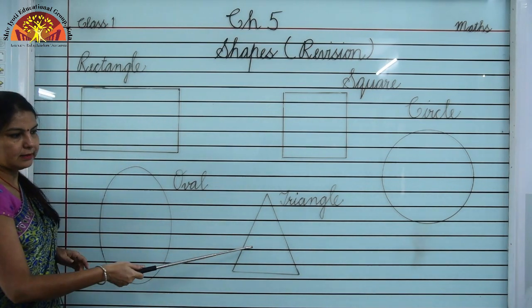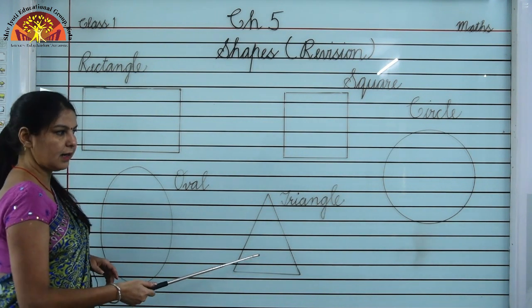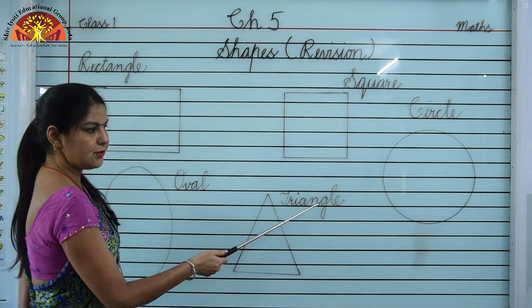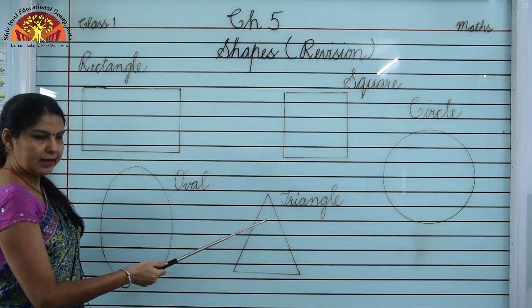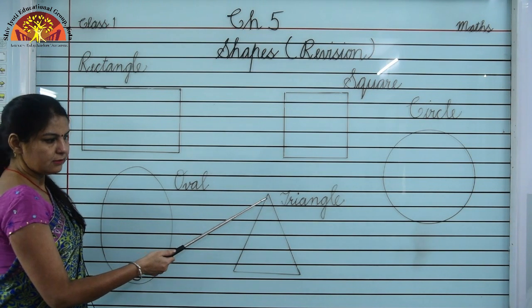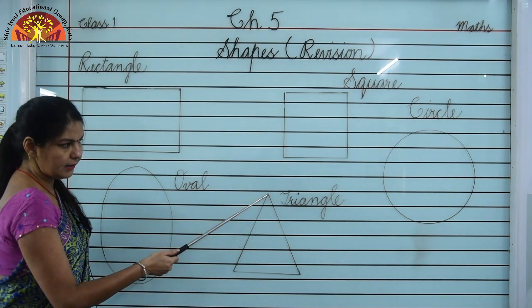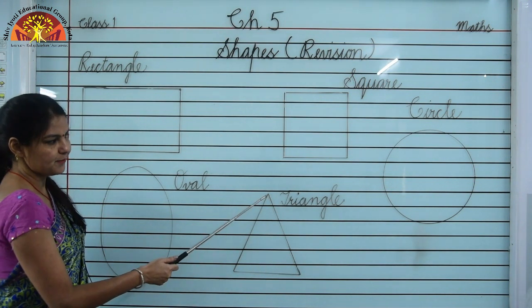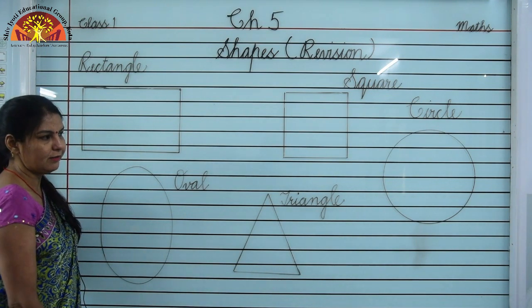Now, we will see this shape. This is a triangle. What is this? This is a triangle. The spelling of triangle is T-R-I-A-N-G-L-E, triangle. Children, here you can also see it has 3 sides and 3 corners. This one is side 1, 2 and 3, and these points are called corners. It has 3 corners, 1, 2 and 3. I hope you have understood.